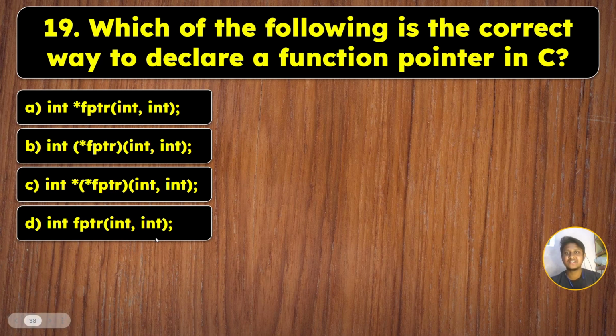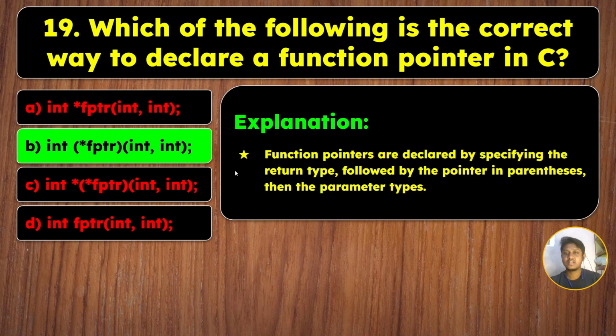So here the correct answer will be option B. You can read the explanation which says function pointers are declared by specifying the return type, which is here in this case int, then followed by the pointer in parentheses. Here you can see star fptr, then the parameter types. So here the correct answer will be option B. So let's jump to our next question.